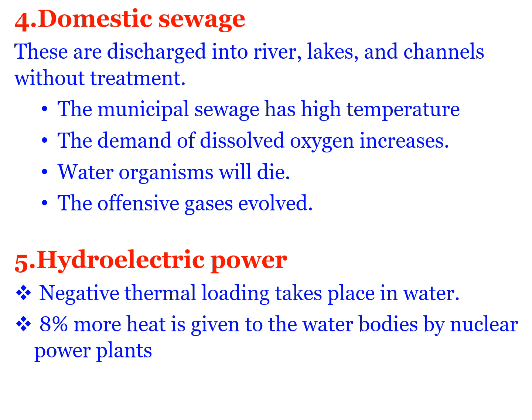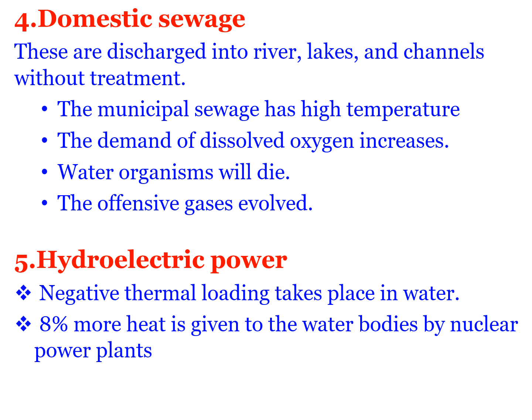So the fifth one is hydroelectric power. Moving to this source of thermal pollution, although seen as a clean energy source, it still has some environmental impacts. In hydroelectric plants, negative thermal loading occurs, meaning the water temperature changes due to the operational process.